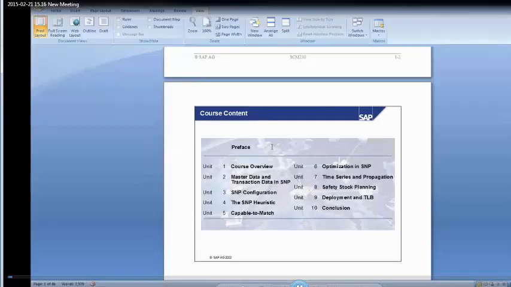In fact, I will be referring to the SAP content and SAP course structure. After the theory, we will do some customization and configuration. We will practice in the system.